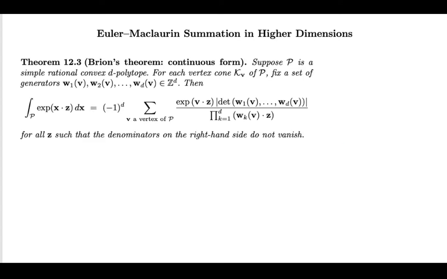So let me give you an idea how to prove the Khovanskii-Pukhlikov formula. We'll start with the continuous version of Brion's theorem. I remind you of its statement over here. And the first remark is that if P is unimodular, then what we had over here, if you remember, these are the generators of the vertex cone at v.